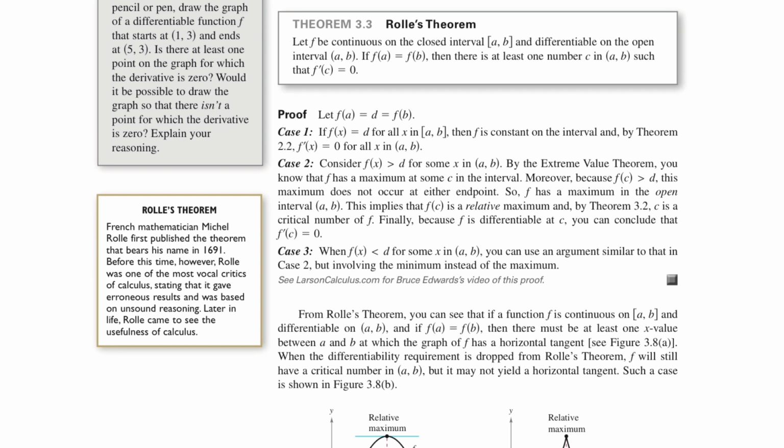All right, so like I said, we're working on Rolle's theorem today. Rolle is actually a French guy. I'm probably saying the name wrong, it's probably like Rolle or something. In any event, it has three parts to it.